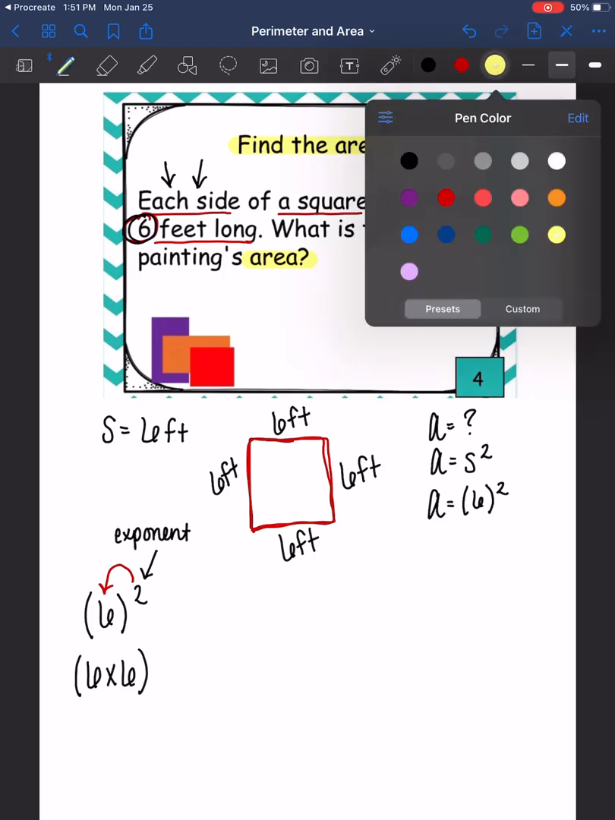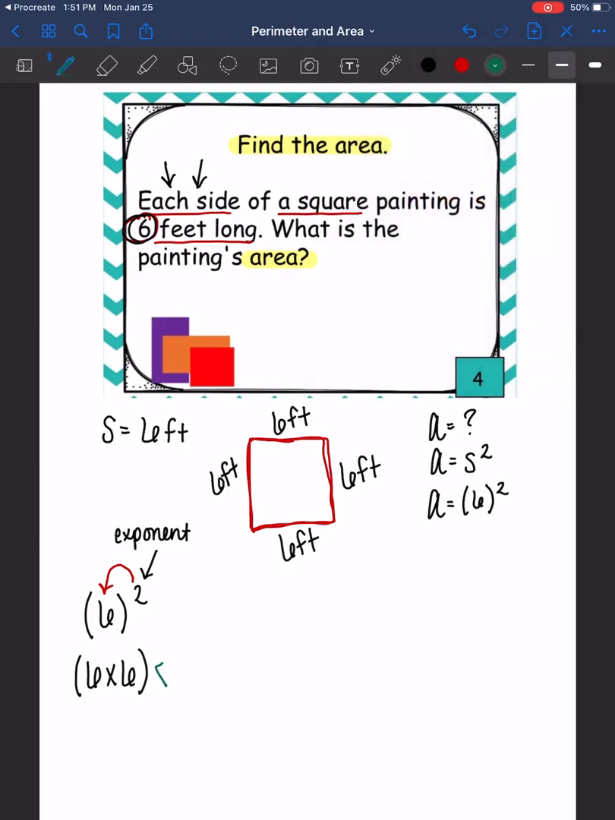So when you have an exponent, just like this one with the 6 squared, it means that you are going to multiply that number inside the parentheses twice. So it'll look like this. It'll look like 6 times 6 in the parentheses. It will not look like 6 times 2. That is not what the exponent is doing or what it's asking you to do. It's asking you to multiply the number inside the parentheses twice.